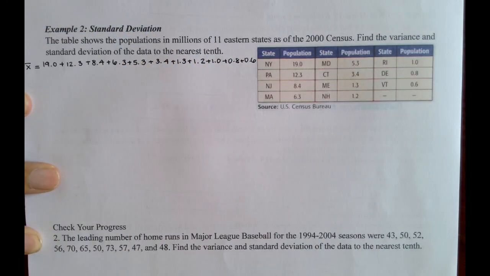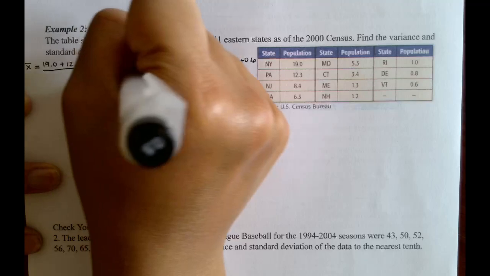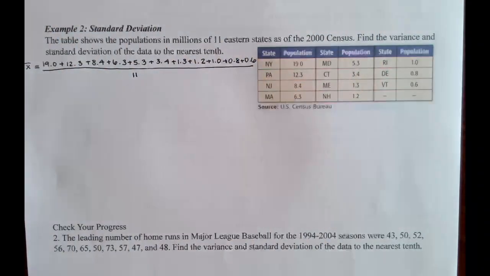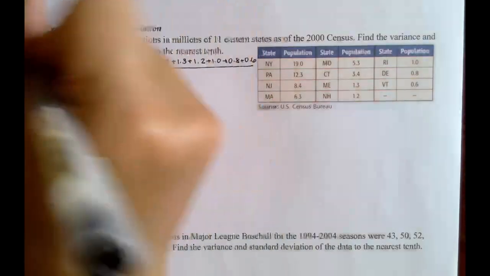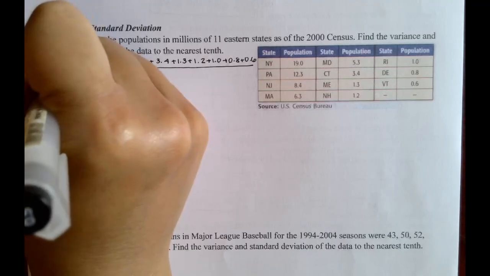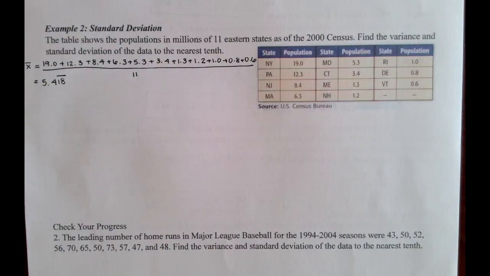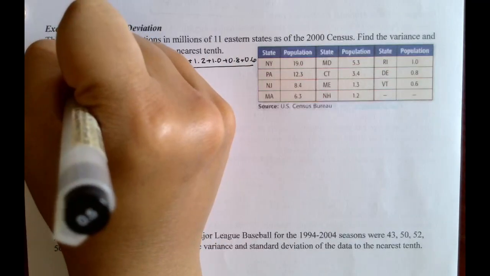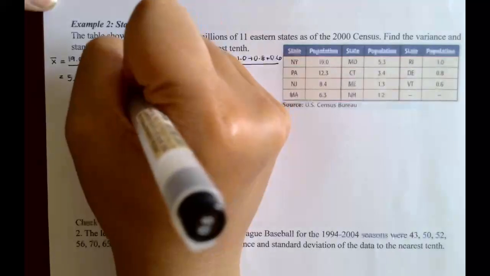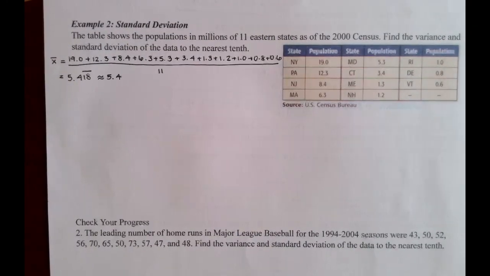Okay. All divided by, there's 11 of them, divided by 11. Okay. Okay. And then this gives me 5.418, and then the 18 repeats forever and ever and ever. Okay, so now we're going to find the variance. Okay, so we might want to just approximate it to about 5.4 million people. Okay, so it's not going to be as accurate, but since the book doesn't mind, we're just going to round it. So it's about 5.4 million people is the average in each state.